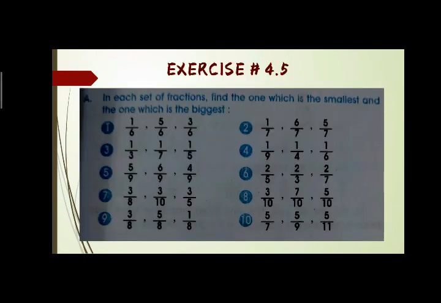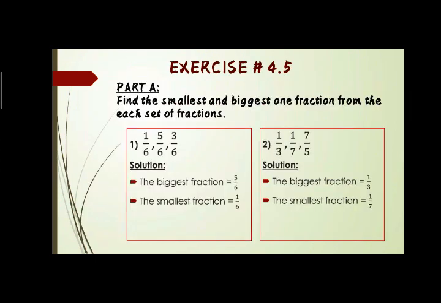Now move to exercise number 4.5 of your textbook, and the page number is 37. The question of part A is this: find the smallest and biggest fraction from each set of numbers. Here is a set of numbers. Look at here. Yes, I think all of you remember. Which type of fraction is it? On the basis of the denominator, notice here, yes, it is called a like fraction, a set of like fractions.